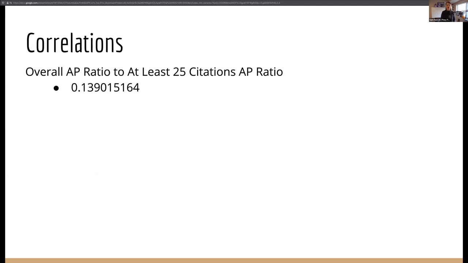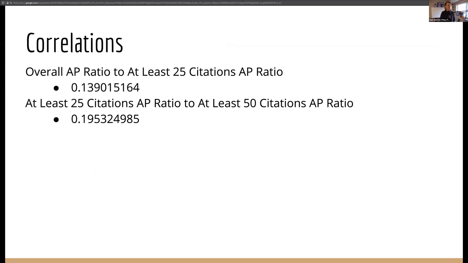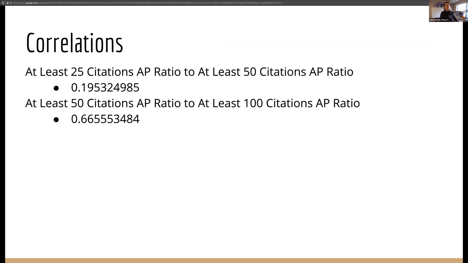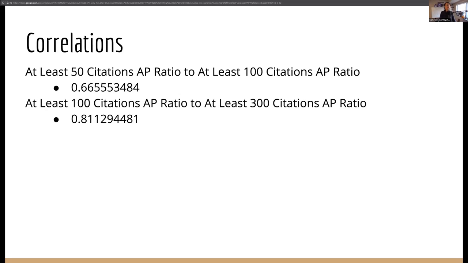And so finally, I'm going to close out here with a few correlations. I know we flew through this. I want to leave some time for questions. The overall ratio to at least 25 citations is pretty low. Once you bump up to 25 citations, there's not much relationship there. It gets a little bit better between 25 and 50, so we're looking at 0.19. But 50 to 100 are decently correlated. We have a 0.66.